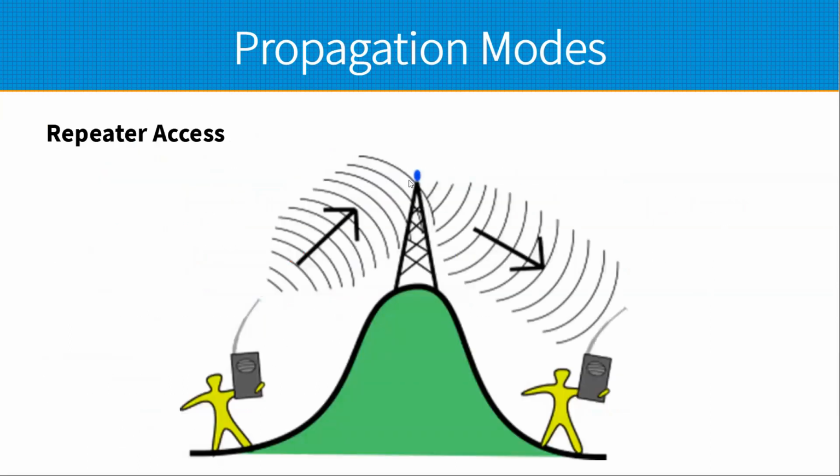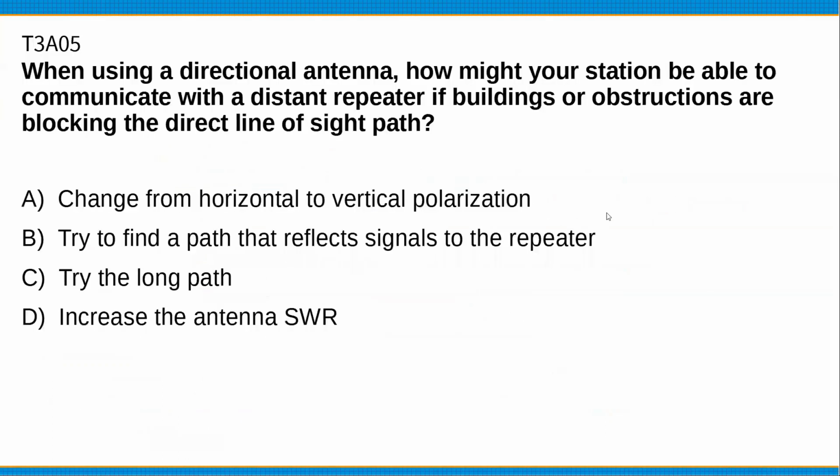It's just a little thing showing typical repeater access where it's up on top of a mountain and you can't see the other guy, so you go through the repeater. When using a directional antenna, how might your station be able to communicate with a distant repeater if buildings or obstructions are blocking the direct line of sight? Bravo.